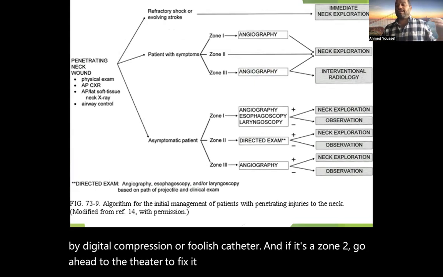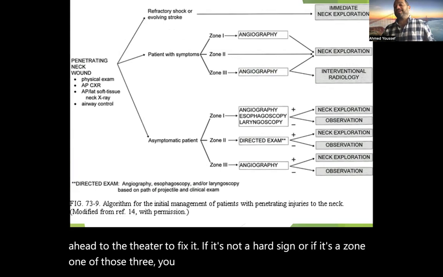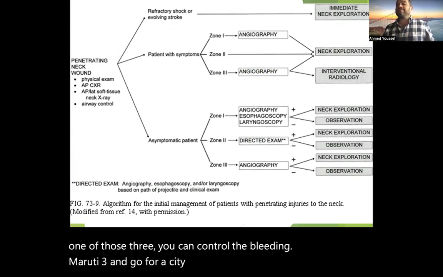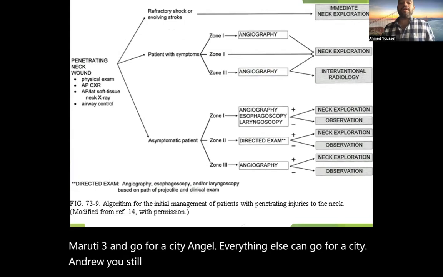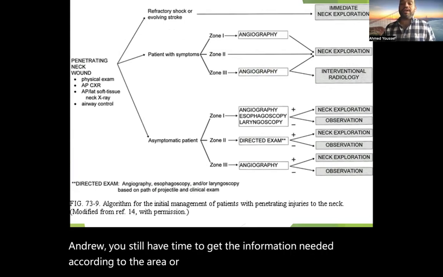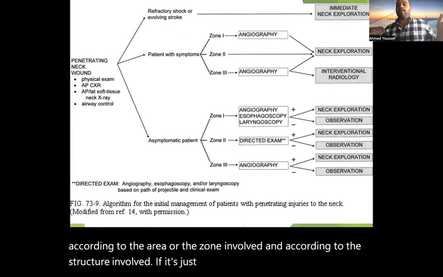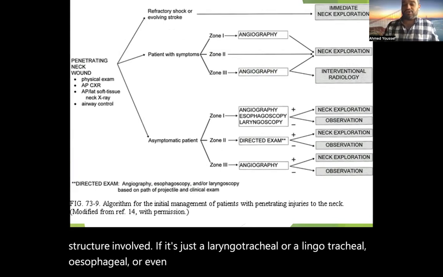If it's not a hard sign, or if it's a zone 1 or zone 3, you can control the bleeding first, zone 1 or zone 3, and go for a CT angio. Everything else can go for a CT angio. You still have time to get the information needed according to the area or the zone involved and the structure involved, whether it's just laryngotracheal, or laryngotracheoesophageal, or even associated with a vascular injury as well.